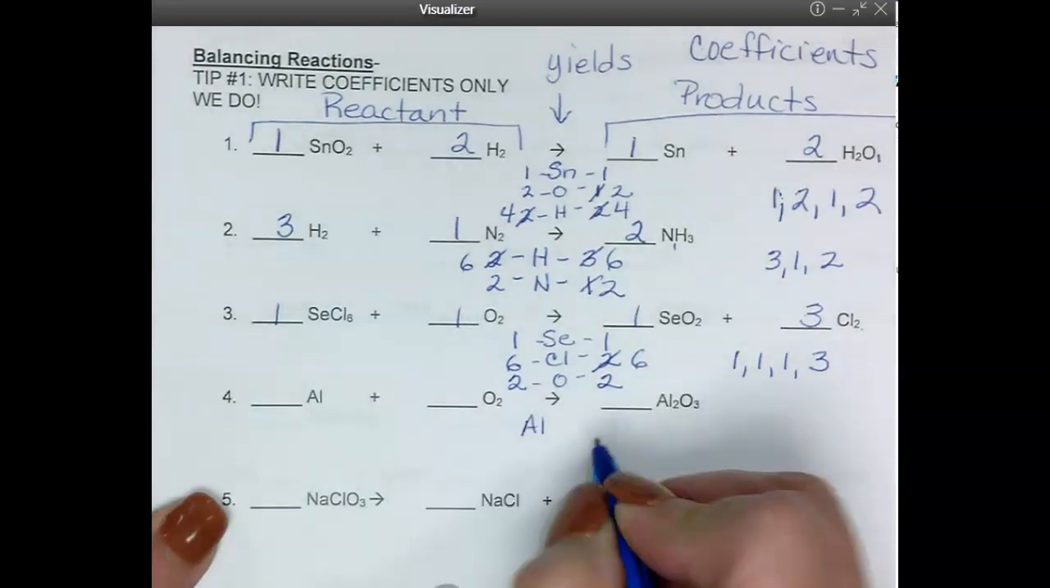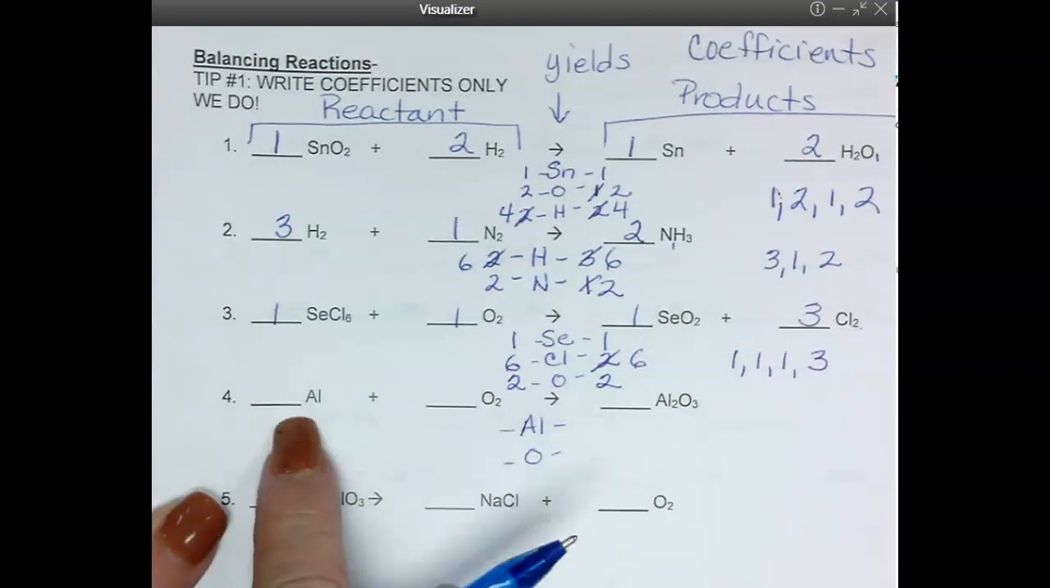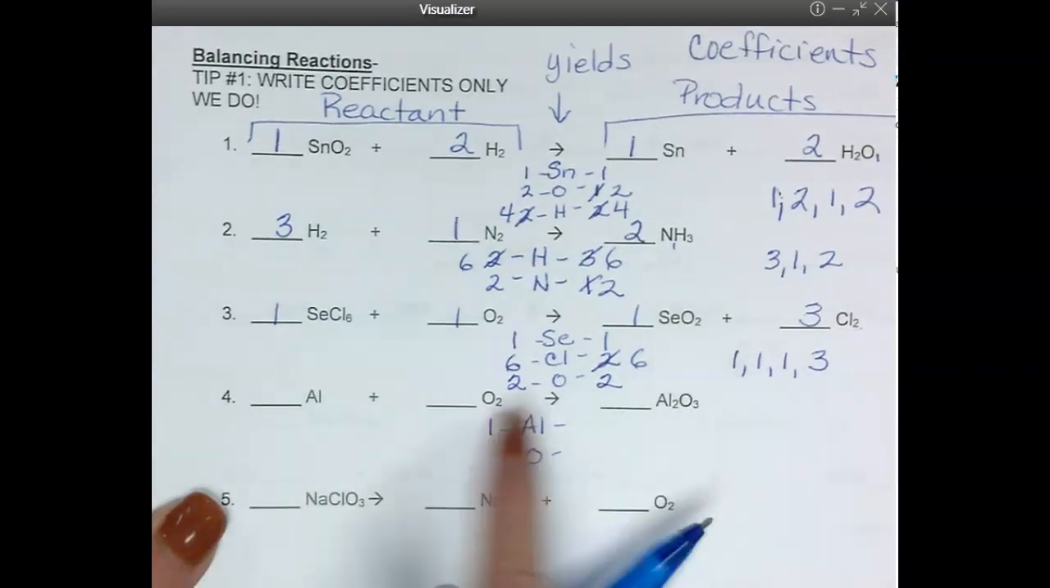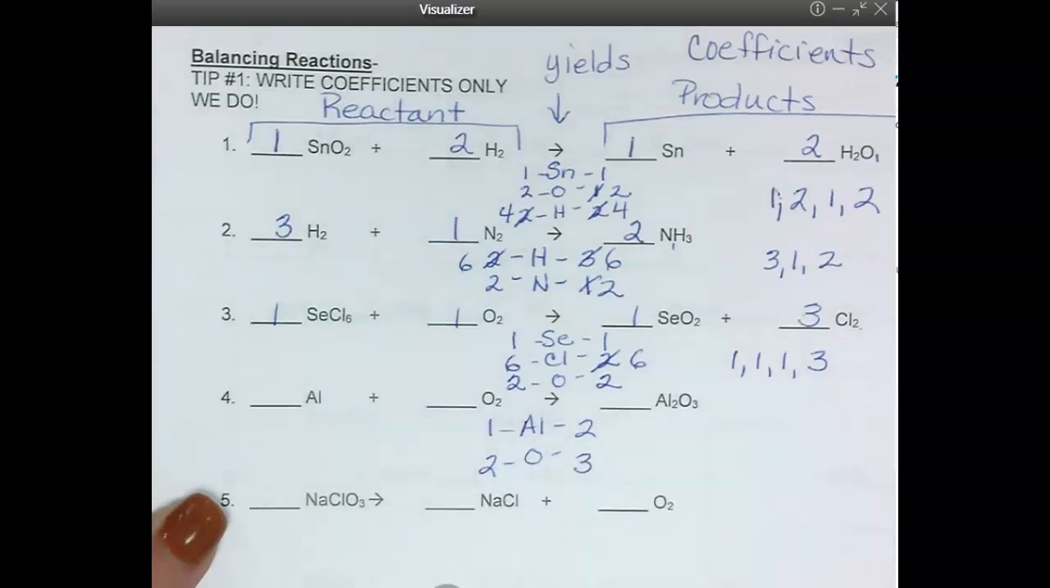Aluminum, oxygen. I have 1 aluminum. I have 2 oxygens. I have 2 aluminums and 3 oxygens. Okay, I need to get them the same.